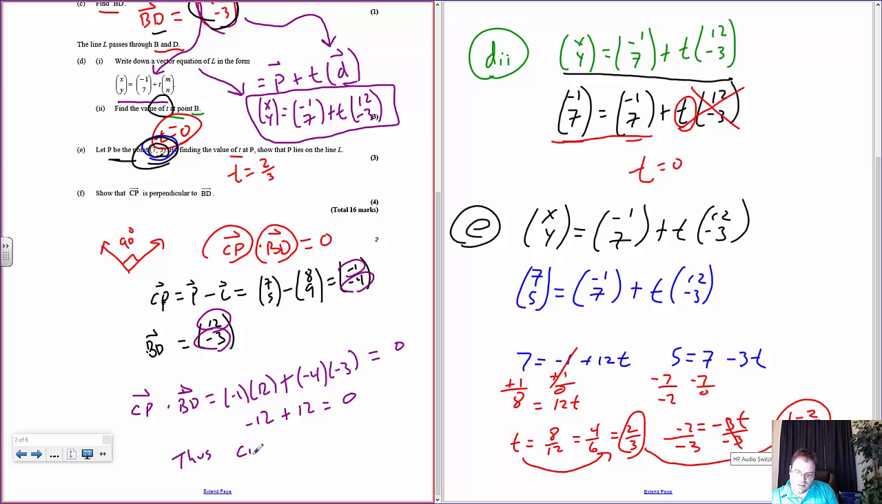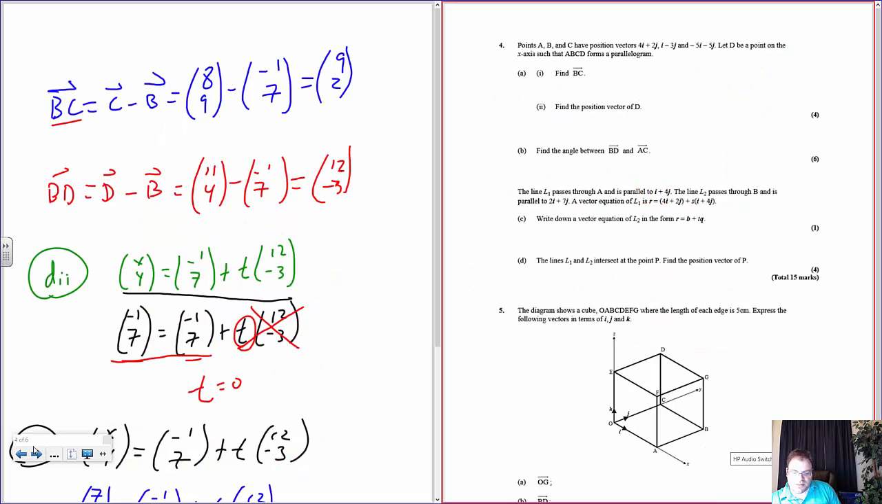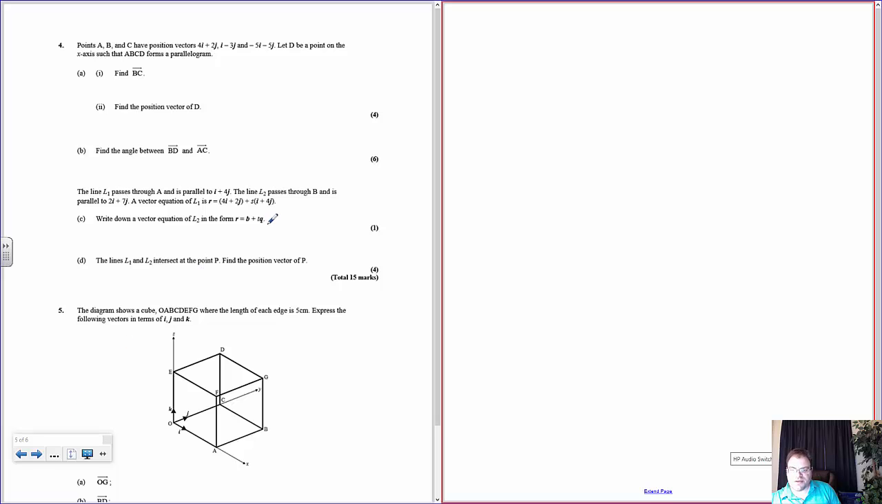Thus, CP and BD, these two vectors, are orthogonal, also called perpendicular. Same thing. Okay. Just because the dot product is equal to 0. That's proof of that. So, that's that. We've done that question. Let's keep turning the page, and we'll go on to the next page.